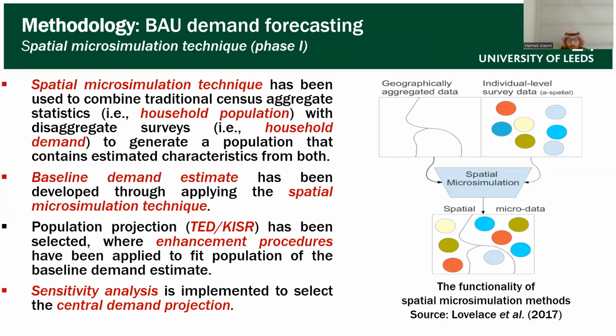In building the business-as-usual forecast, which represents phase one of the model processes, a spatial microsimulation technique has been used. The spatial microsimulation technique is used to combine the aggregate census population with a disaggregate sample survey to generate a synthetic population that contains attributes from both populations.